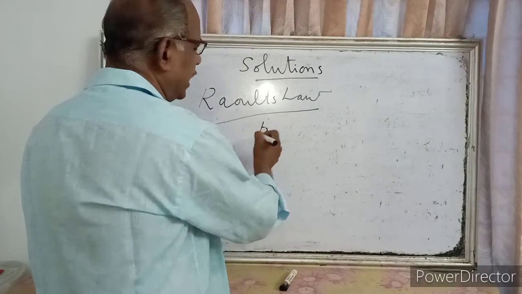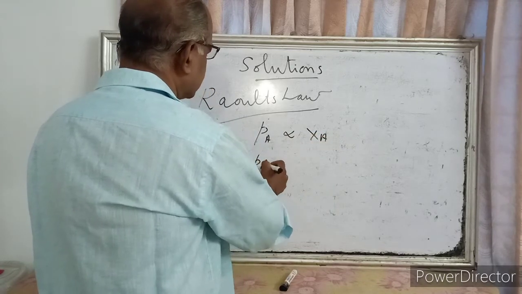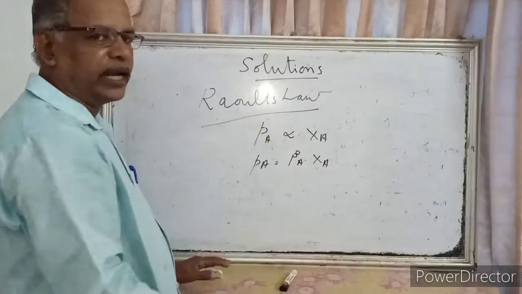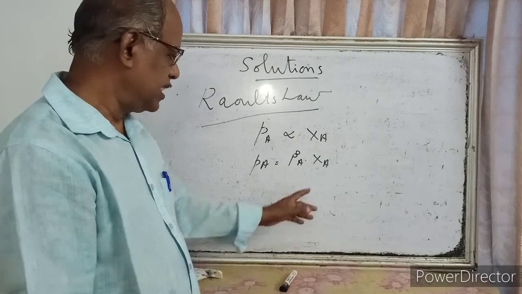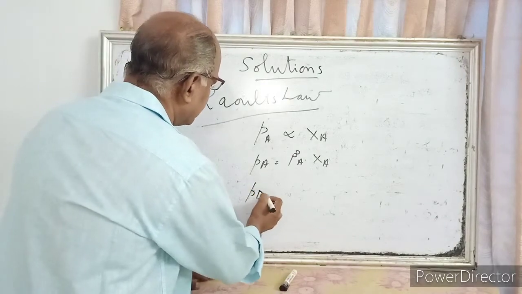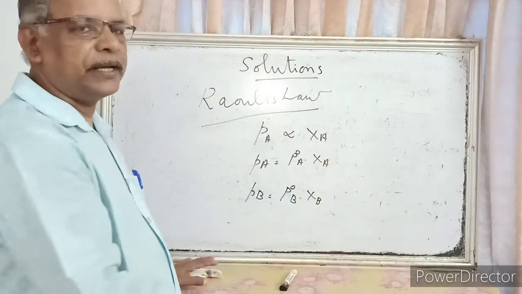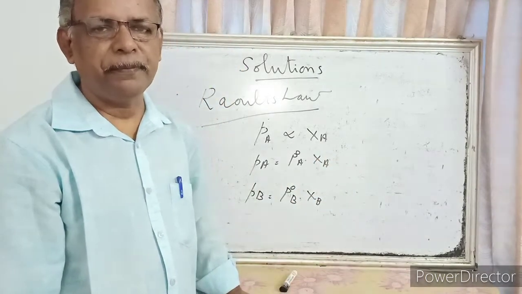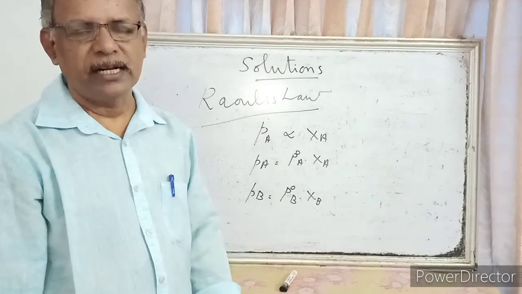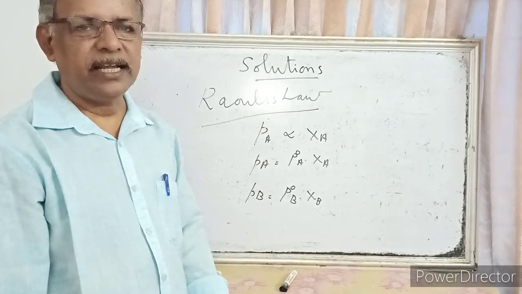If it contains two components A and B, partial pressure of A is proportional to mole fraction of A, or partial pressure of A is equal to P0A into XA, where P0A is the vapor pressure of the pure component and XA is the mole fraction of A. Similarly, partial pressure of B, PB, is equal to P0B into XB, where P0B is the vapor pressure of pure component B. So Raoult's law says that for a solution of volatile liquids, the partial pressure of each component is directly proportional to its mole fraction in the liquid.